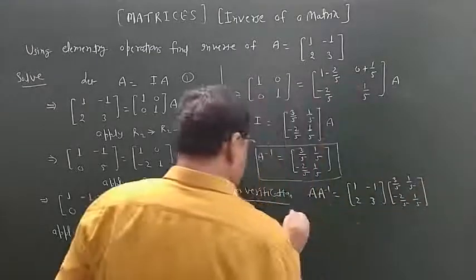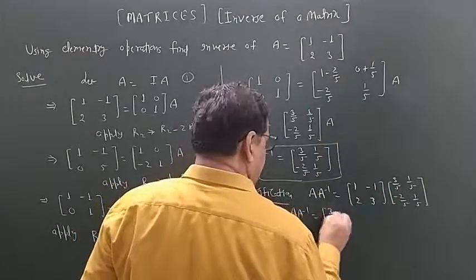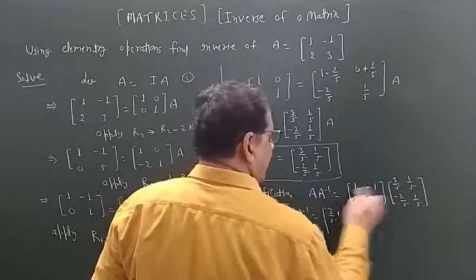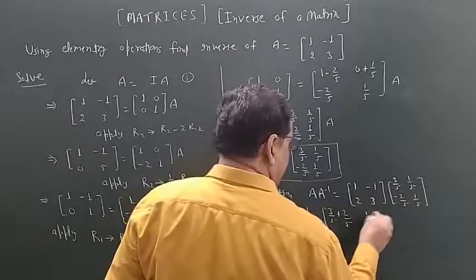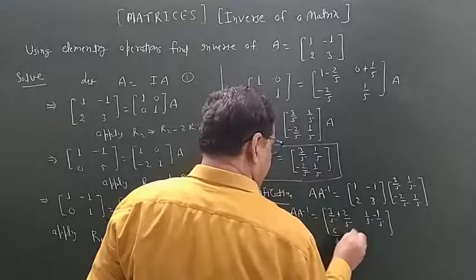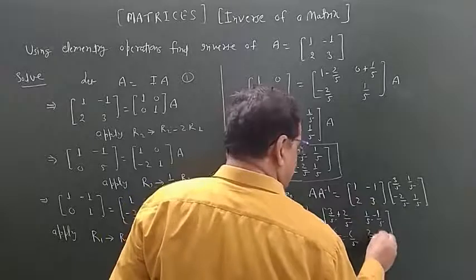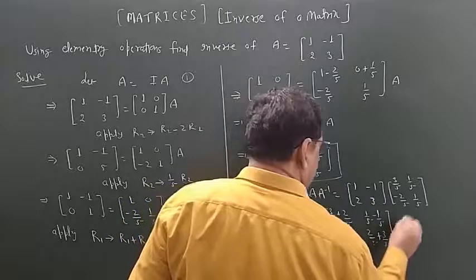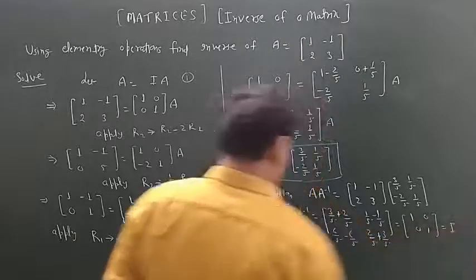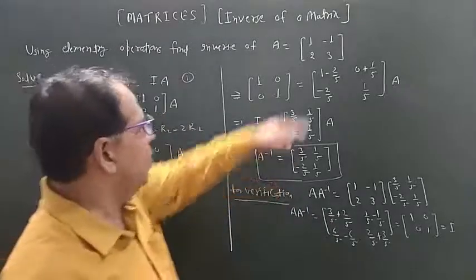If we multiply these two matrices, we have 1 multiplied by 3 by 5 plus 2 by 5, again 1 multiplied by 1 by 5 minus 1 by 5, here 2 3s are 6 upon 5 minus 6 upon 5, and there 2 upon 5 plus 3 upon 5. So after simplifying, we have 1 0 0 1, that means I. So this is the verification of our answer. This is the inverse of the given matrix A.